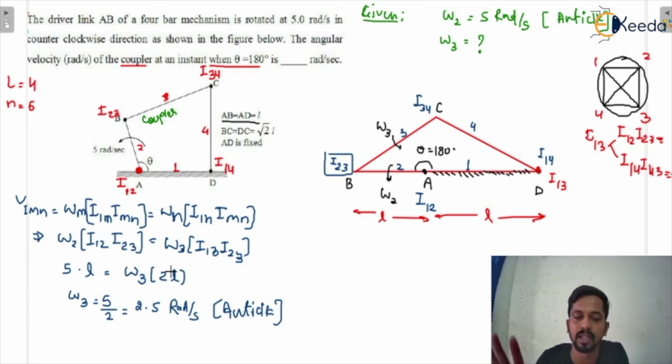So that is a simple procedure. First you have to know how to locate the instantaneous center, and the second is the theorem of angular velocity. Then you will be able to solve the questions, whatever the level of the questions. It doesn't matter how tough the question is. First you need to understand the concept behind the questions, then you can solve it anyway.